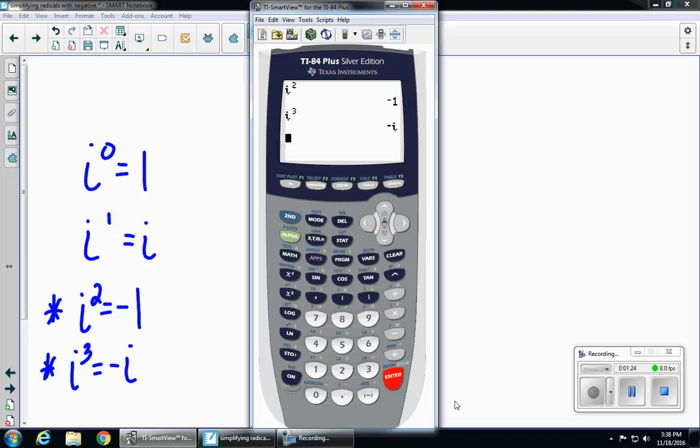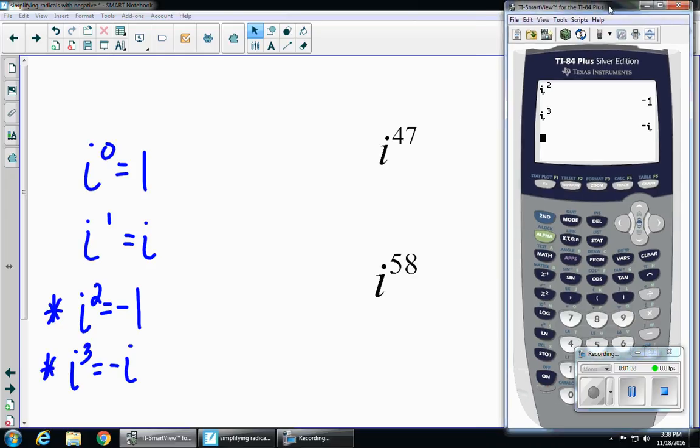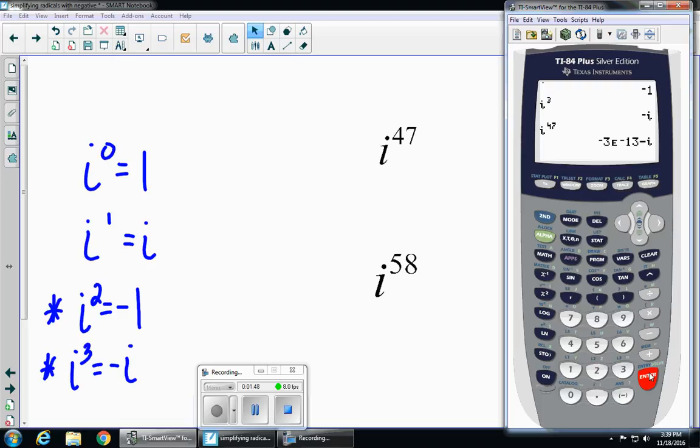You can always use your calculator for this, but it just makes it quicker sometimes when you memorize i squared is negative 1, i cubed is negative i. So let's take a look at something like this. i to the 47th. Now, you would think I could just go right to my calculator and put in i to the 47th. So let's try it. i to the 47th. And I get this crazy looking answer.